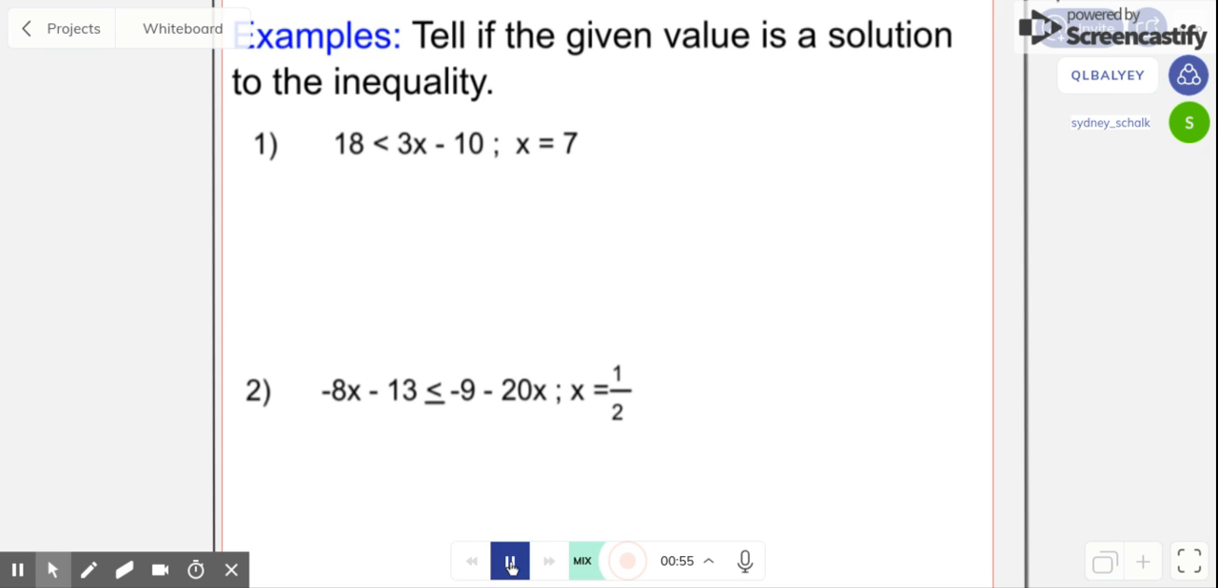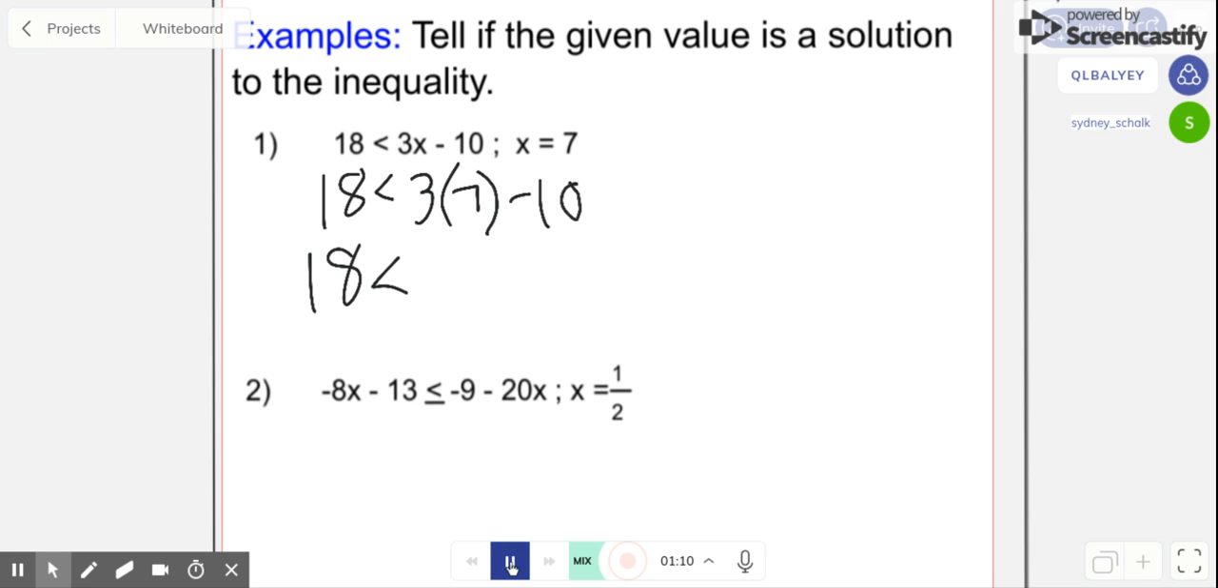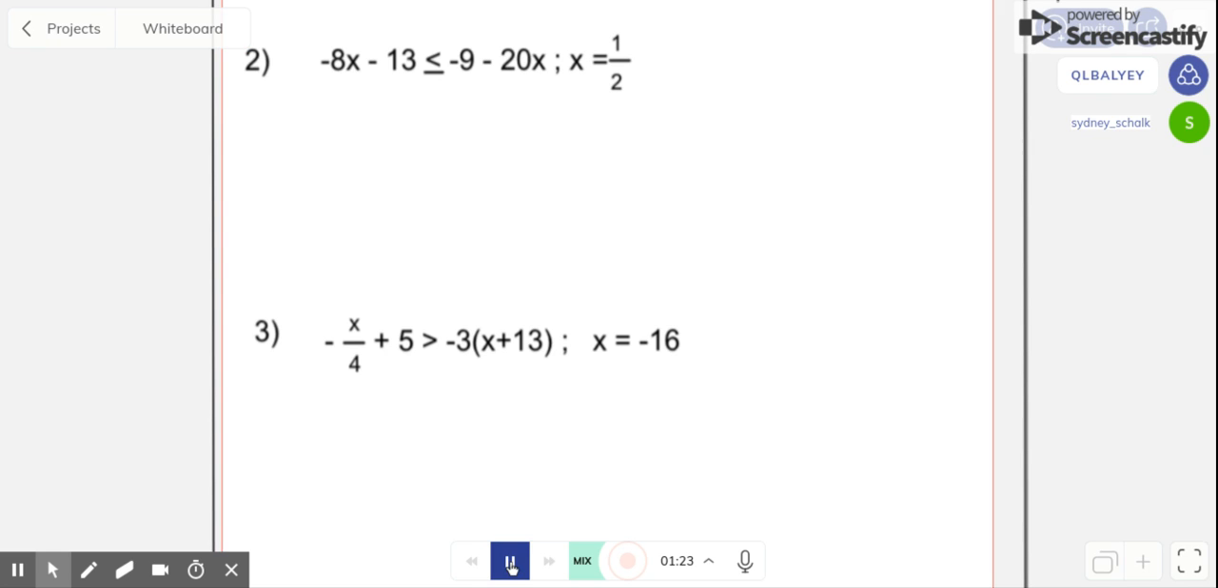If we plug 7 in for x, we have 18 is less than 3 times 7 minus 10. Well, on the left side, we just have 18. On the right side, we have 3 times 7, which is 21, and minus 10, which is 11. Is 18 less than 11? No, so our answer would be that it is not a solution to the inequality.